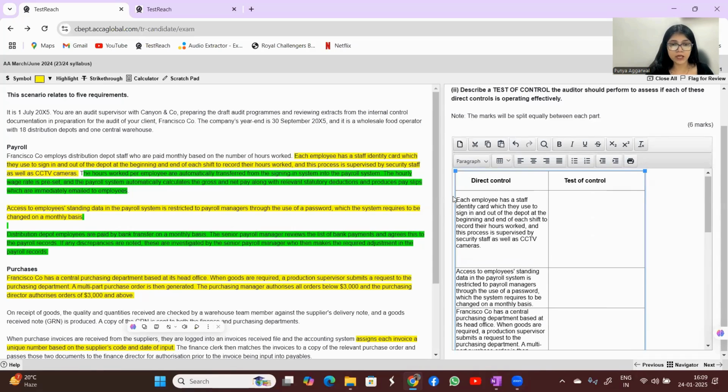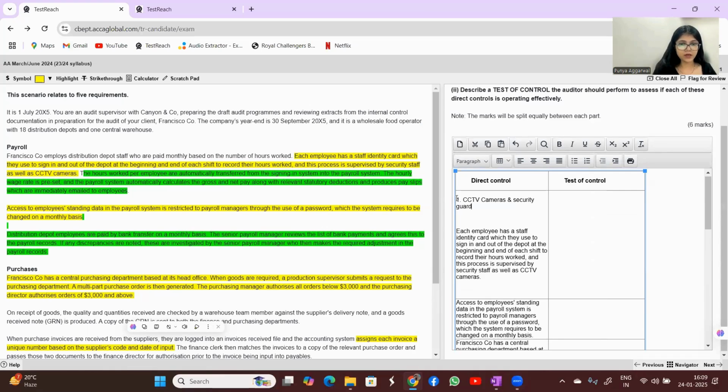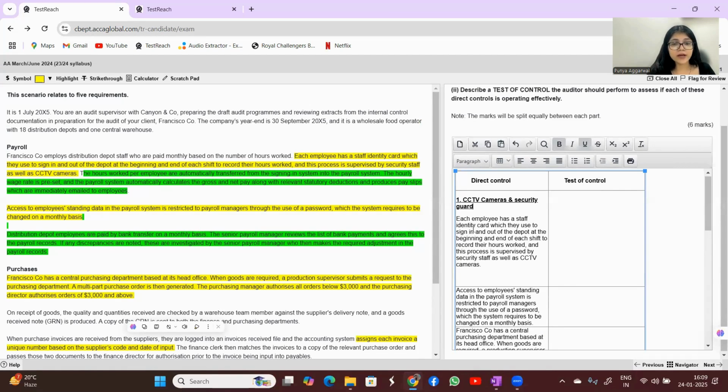Supposing I copy pasted this, and I put the heading here, CCTV cameras and security guard. Okay, so I put this heading, and now I will write, each employee has a separate identity card which they use to sign in and sign out, and this person supervises. This is fine. I think this much is fine.